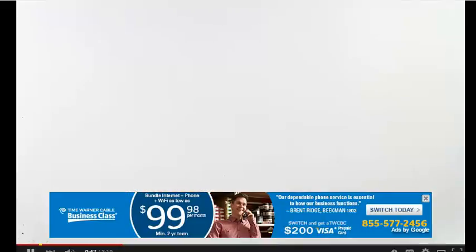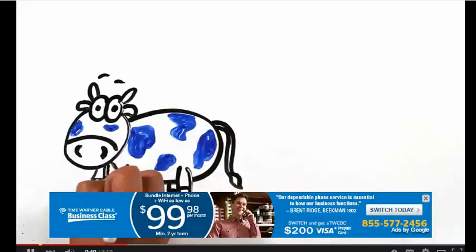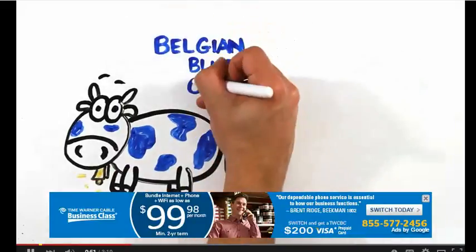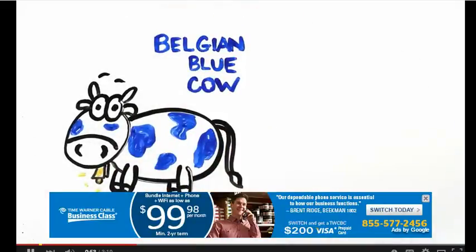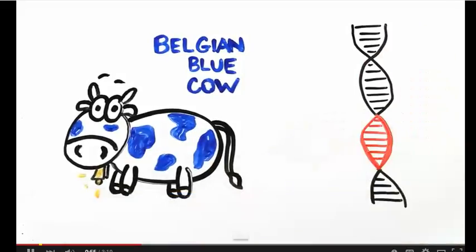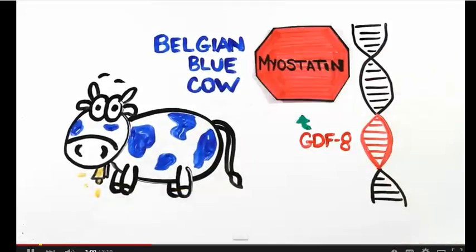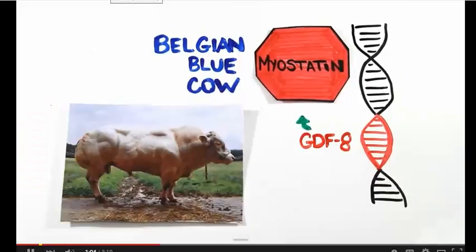This phenomenon was first noticed in Belgian blue cattle. These cows developed 2 to 3 times more muscle mass than a normal cow, and it was later discovered that they had a deletion of their gene GDF8, which just so happens to create myostatin. As a result, without any exercise or special diet, these cows have incredible muscle mass.